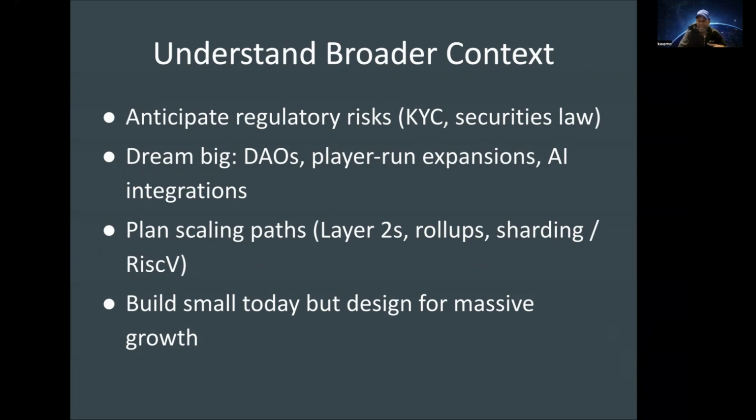Plan your scaling paths. What types of L2s are there, and is there opportunity to make headway with these types of chains? Rollups, sharding, RISC-V. Nervos is really cool too. They have a really cool architecture. Find the architecture that fits the goal of your game, but also do the research to know where your players are. Where are your players at, right? You might be developing an EVM game, but your player base might be on Solana, right?